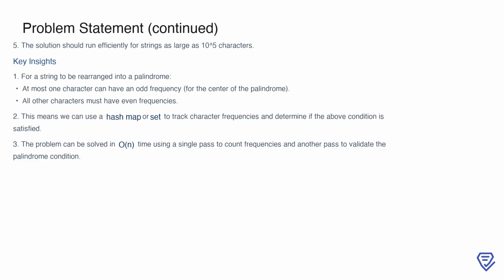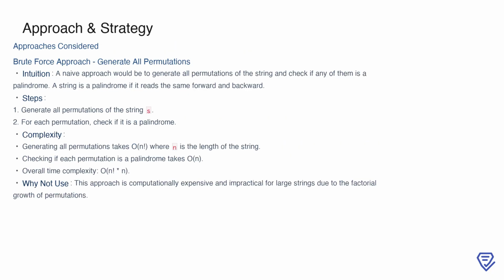Using this insight, we can employ a hash map or a set to track character frequencies. By iterating through the string once to count frequencies and then validating the condition, the solution can be achieved in O(n) time. This approach ensures that even for the largest strings, up to 100,000 characters, our algorithm remains efficient and scalable.